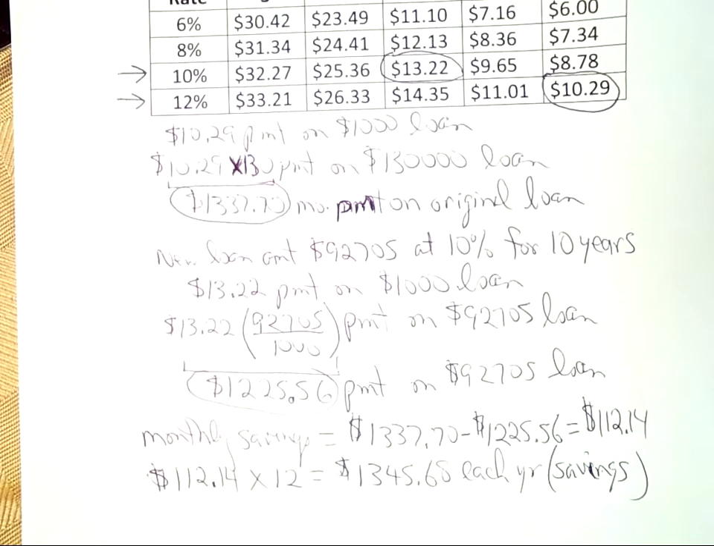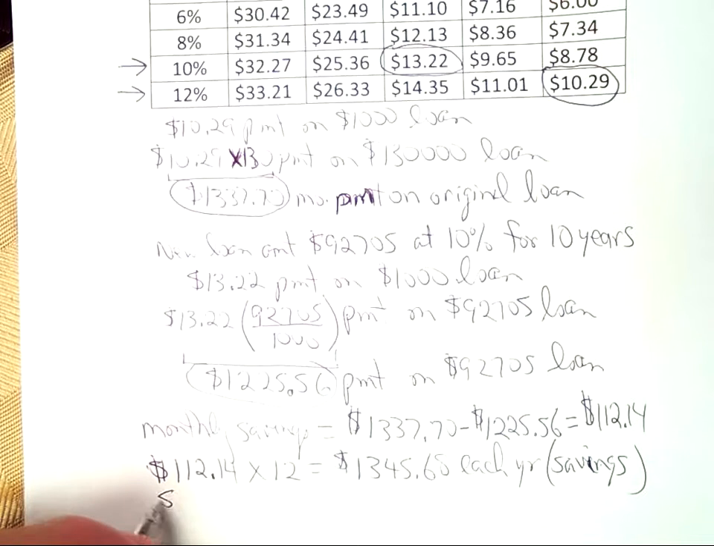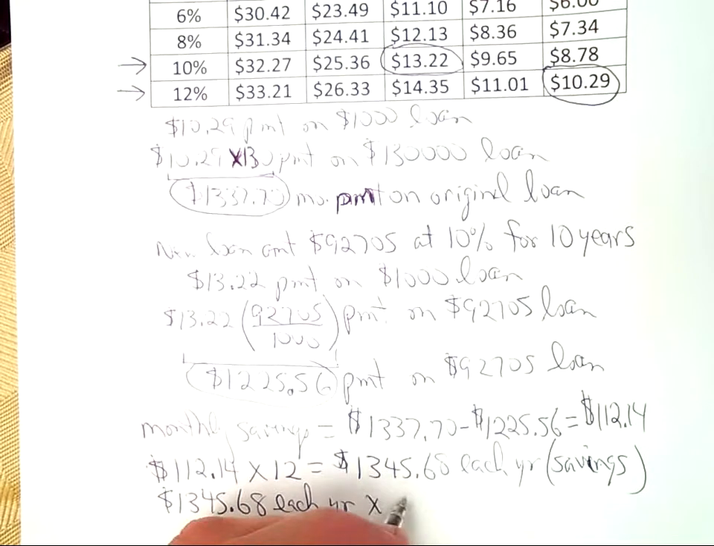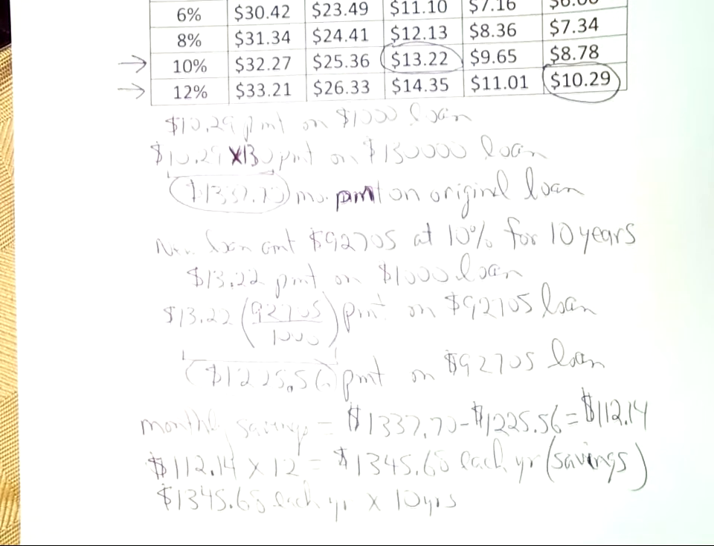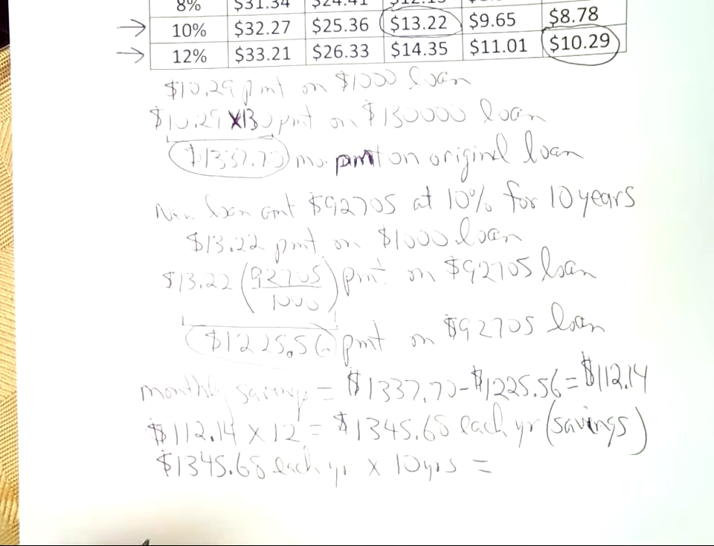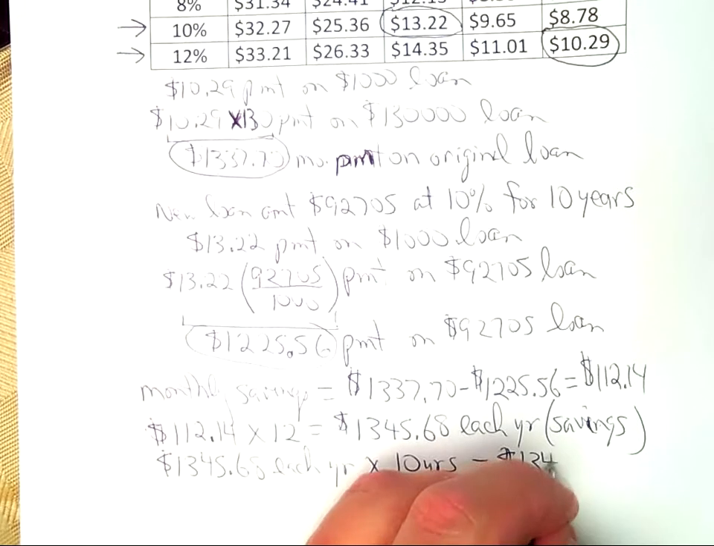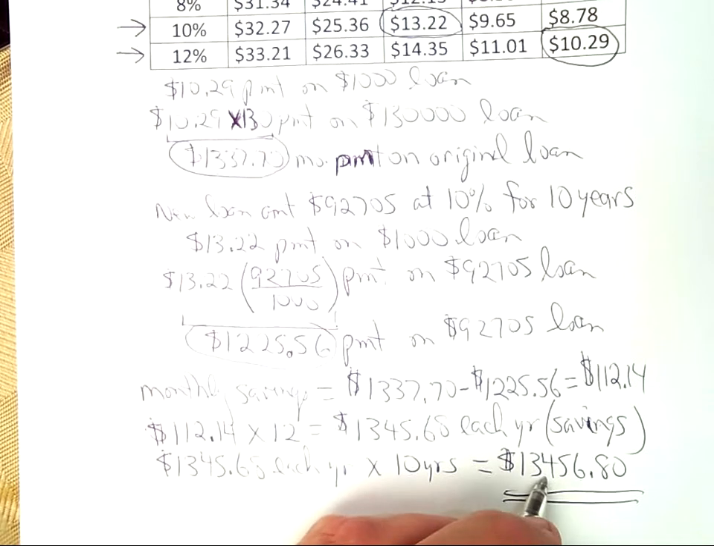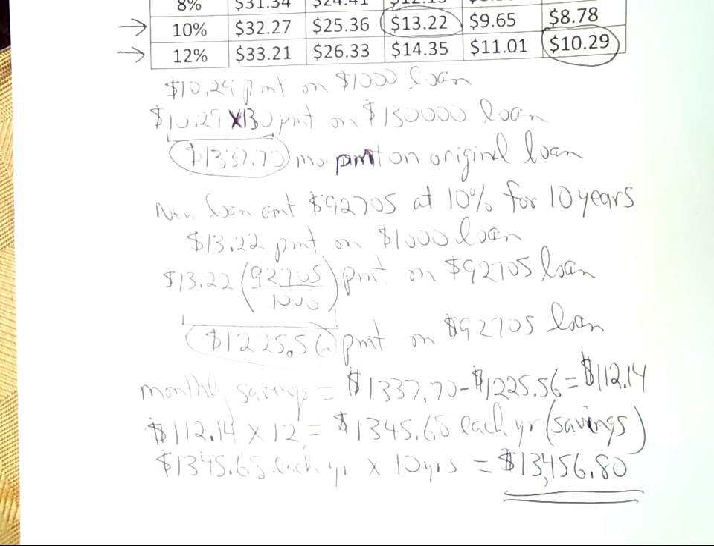But that was over a course of 10 years. So that would be $1,345.68 each year times the 10 years that you were doing this. And if you times that by 10, that comes out to be 13,456.80. So in the total scheme of things, over that 10 years that you refinanced, you would have saved over $13,000, in particular $13,456.80.